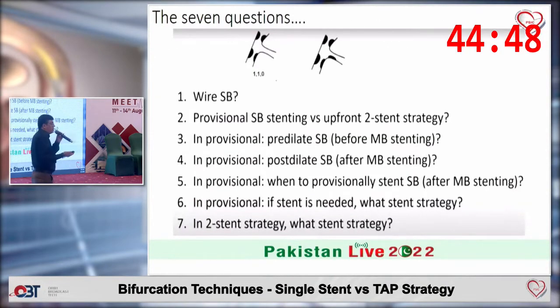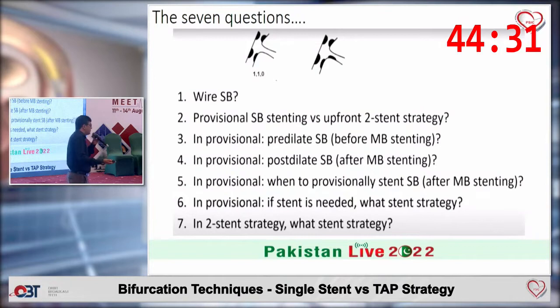So these are the 7 questions that you always ask yourself when you are starting a bifurcation lesion. Number 1, wire the side branch or not? Just as Professor Tanvir said, taking another wire is always helpful, but should we routinely wire the side branch? That's the question. The second question is, should we go provisional side branch stenting versus an upfront two-stent strategy straight away? All those trials and anatomies and side branch morphologies, the length of the lesion, 2.5 millimeters, the angle, come to your mind while deciding whether you should go upfront two-stent or not.